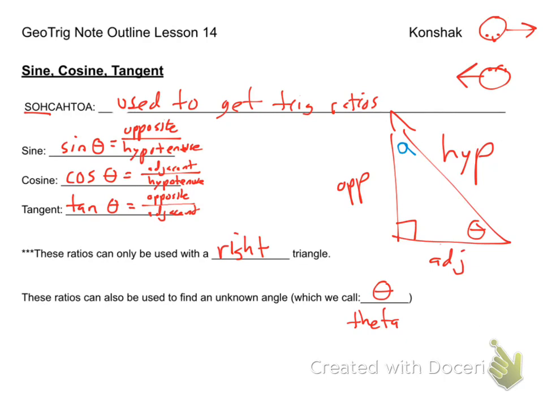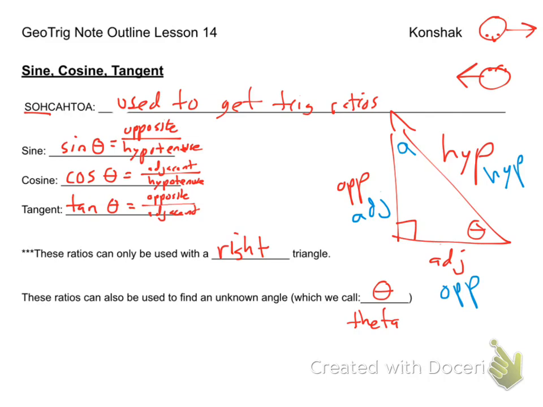So that's why I'm color coding. This is now opposite. The side that's right next to it is adjacent. And the hypotenuse is still the hypotenuse of the triangle, longest side. So it's very important that you understand that if you're talking about angle theta, opposite and adjacent are different than if I'm coming from the other side or the other angle. I'm facing a different direction.